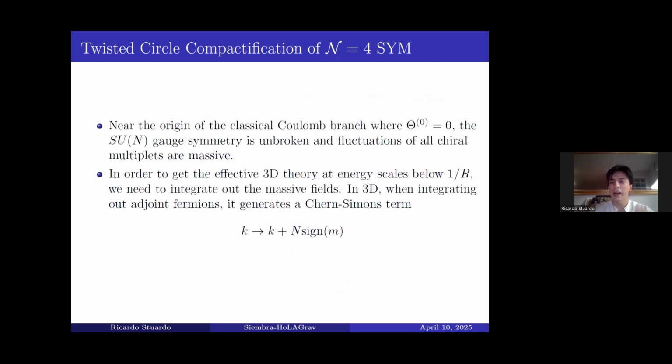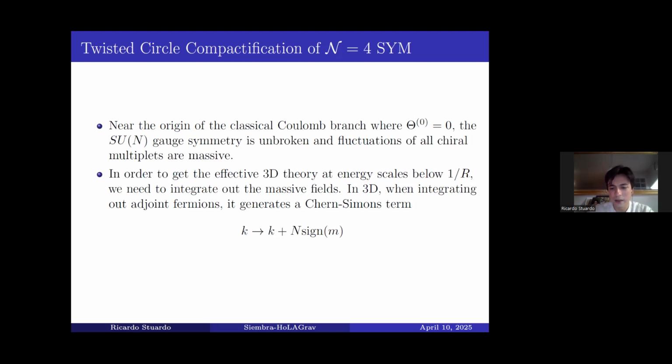So we have this theory that has a massless field and a set of massive KK modes. As I said before, when you are at an energy scale lower than 1 over the radius of the circle, you need to integrate out all of these massive fields. This is what we are going to do now. The thing is that in 3 dimensions, when you integrate out a fermion, you create a Chern-Simons term. If you had a Chern-Simons level, when you integrate out one fermion in the adjoint, it's shifted by this amount.